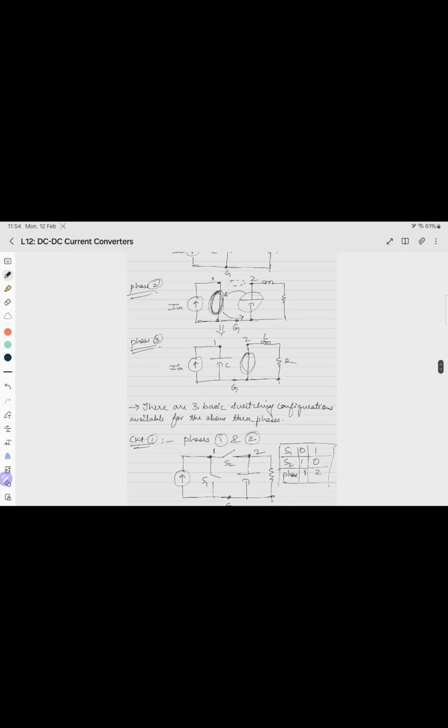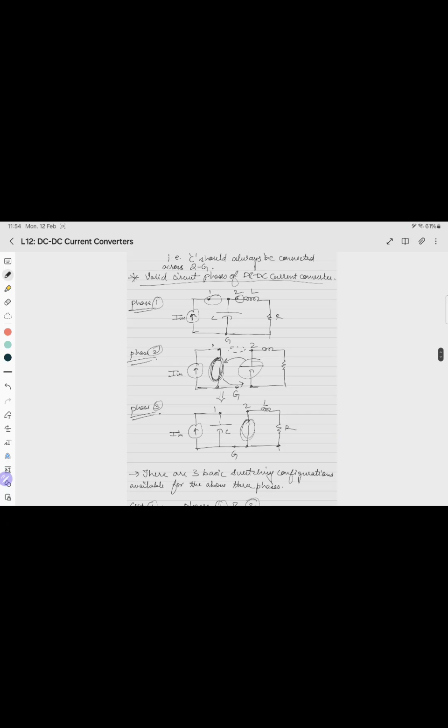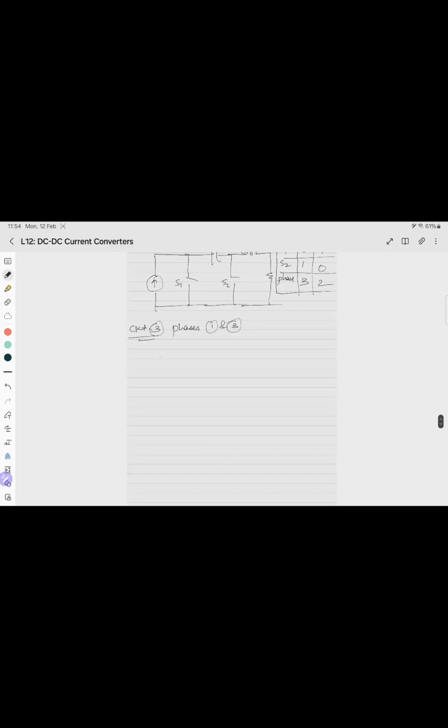Now the final circuit configuration 3 is where I combine phases 1 and 3. See the similarity between 1 and 3. In 1 and 3, one node of the capacitor is always connected to node number 1, and the difference lies in this short circuit. So in place of this short circuit, I add a switch. Another switch comes because there is one more difference: in phase 3, nodes 1 and 2 are not connected, in phase 1, 1 and 2 are connected. So the second switch comes here, and the capacitor is always connected to the input current source. So the circuit configuration will be like this.